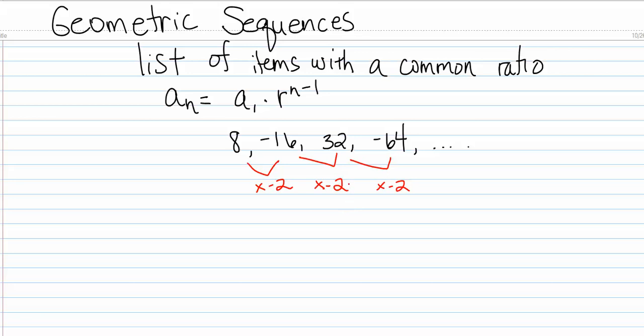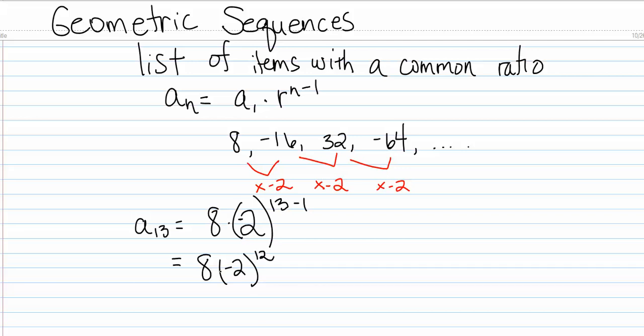Now if I want to find the, let's find the 13th number in the list. I want to take the first term, which is an 8, times that by the common ratio, which is negative 2, raised to the 13 minus 1 power. I'm looking for the 13th number in the list, so I need to have 12 negative 2's multiplied by the first number in the list. So let's see, negative 2 to the 12th power.